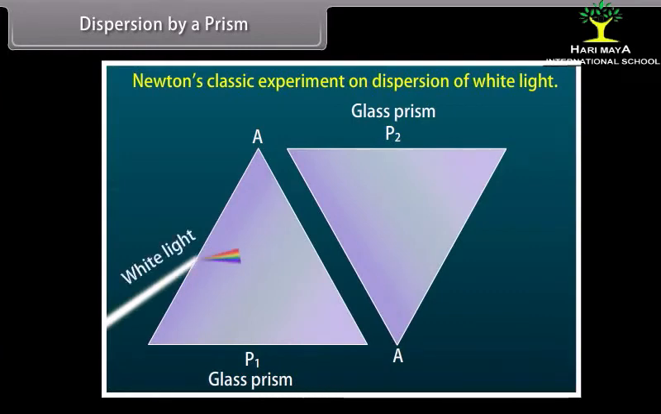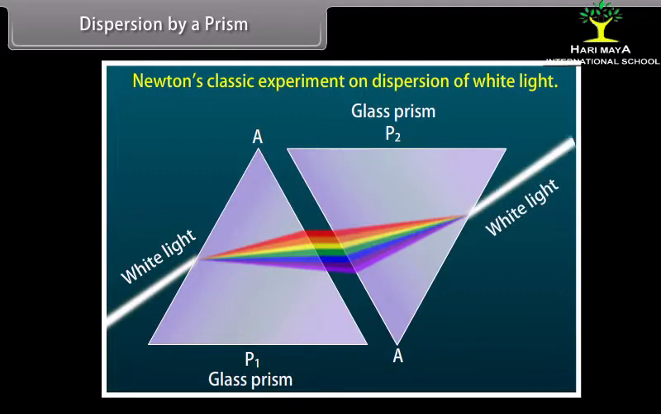Newton's classic experiment on dispersion of white light. The experiment performed by Sir Isaac Newton put another prism, P2, in front of prism P1, but inverted in position. The emergent beam from the prism P1 falls on the prism P2, and the emergent beam from the prism P2 is white light.